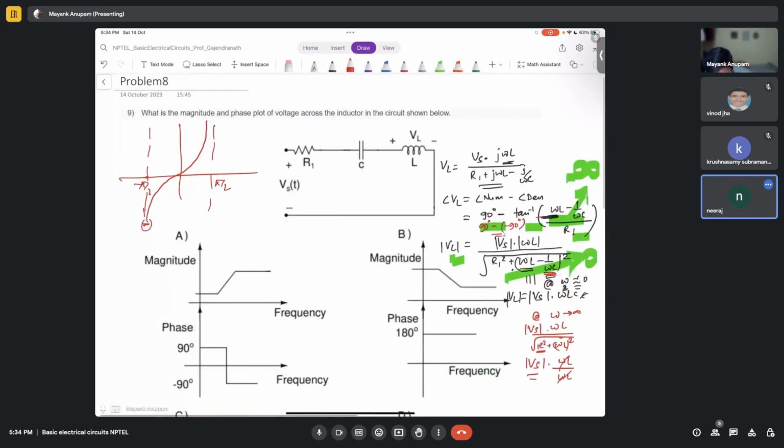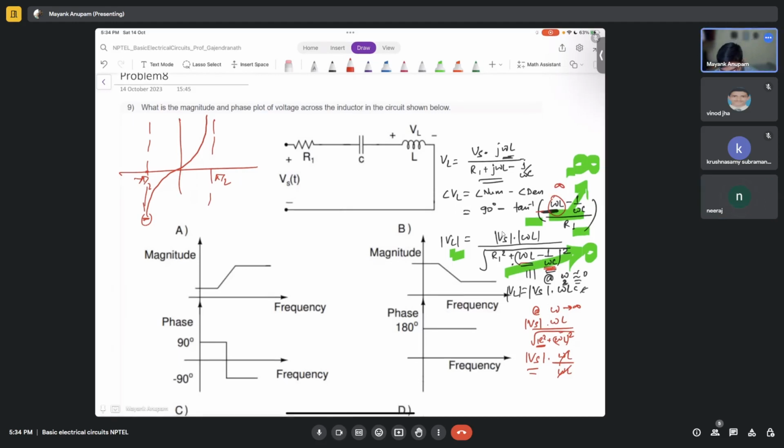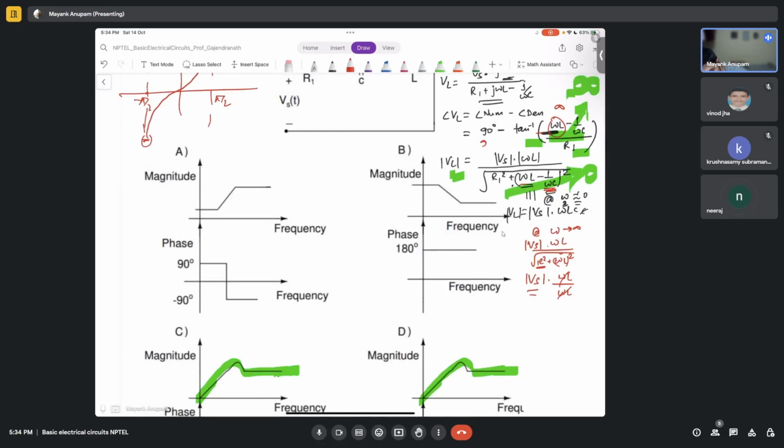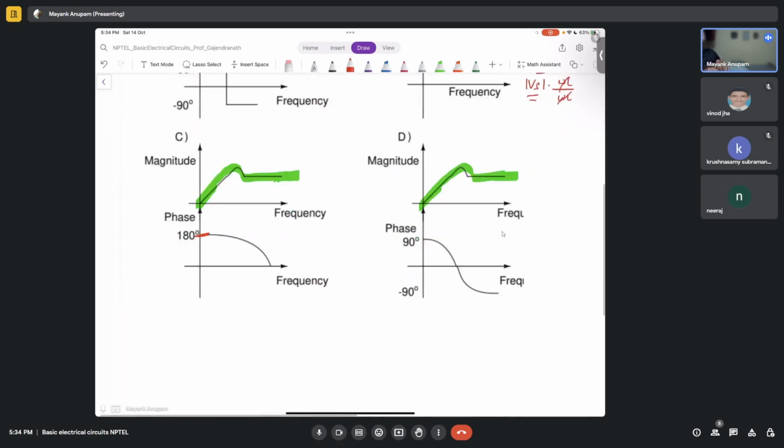And at very high frequencies, when omega is very large, at that time, this quantity will be much larger, right? So it will be infinity, tan inverse of infinity. What is that? Pi by 2. Correct. 90 minus 90, right? Which is equal to 0. So it should be going to 0 asymptotically, right? So this is the correct response.